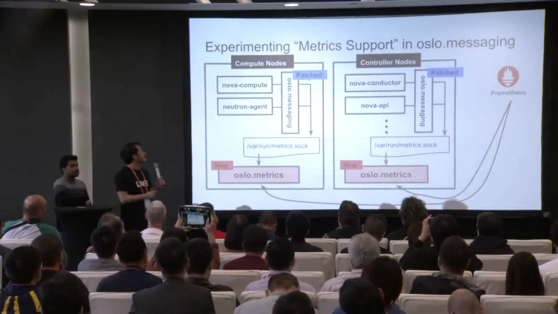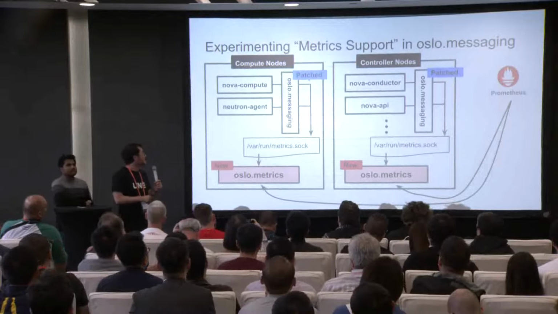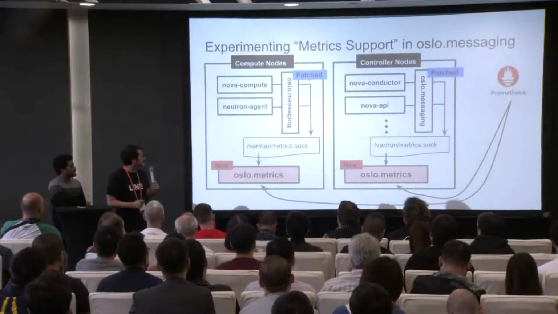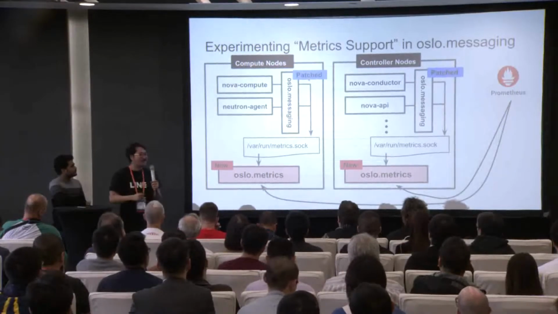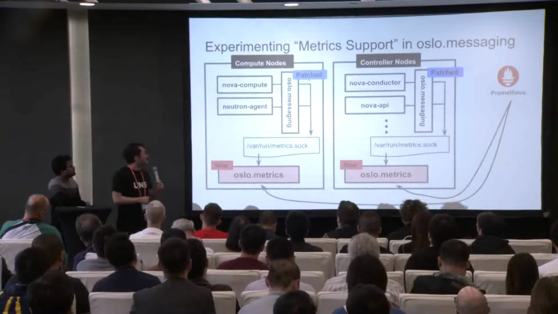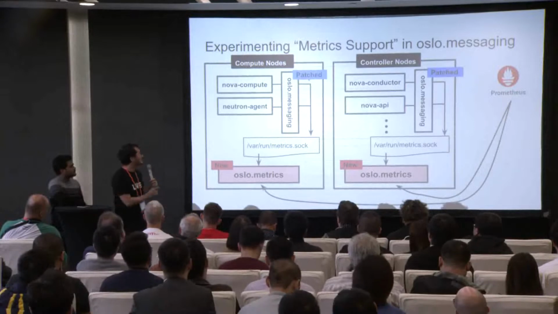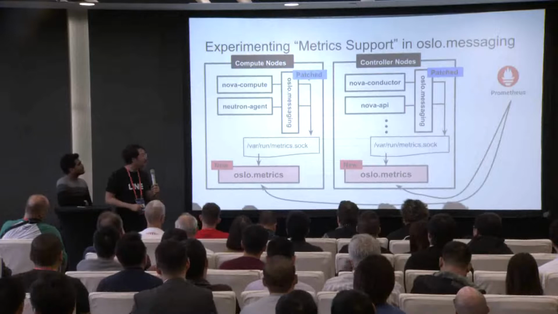And the patch exports the internal state of Oslo messaging to a Unix socket, which is listened to by other software, which we named Oslo metrics, and which we are currently developing. This Oslo metrics is in charge of collecting all of the metrics information on this host and then exporting that information to Prometheus.